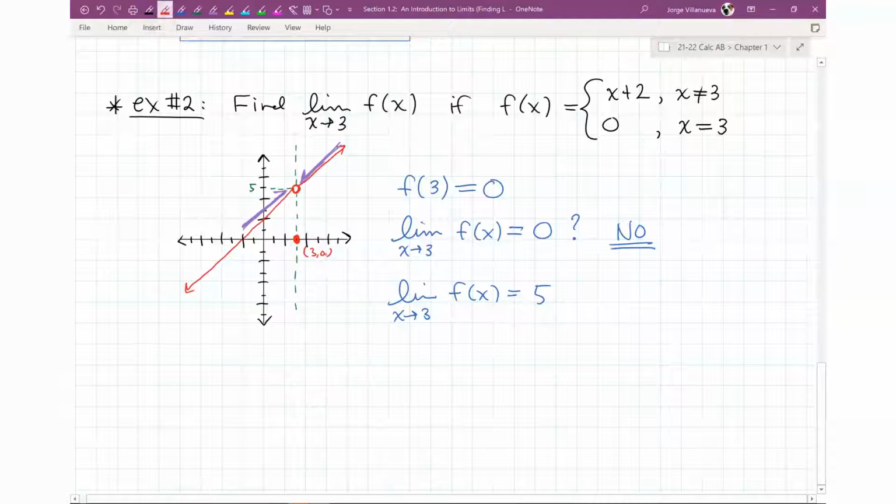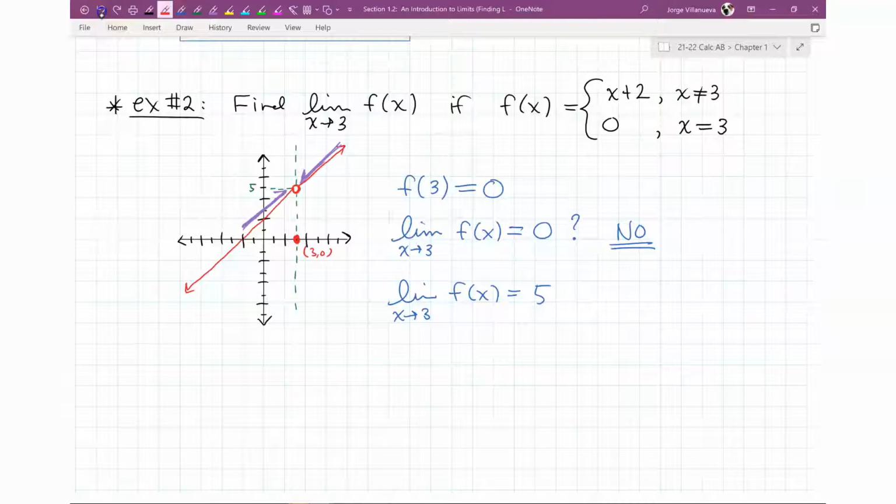So one of the questions I asked is, what is f of 3? Well, by looking at the graph, you could see f of 3 was equal to 0. And then I asked, does the limit as x approaches 3 of f of x equal 0? Because that's where the value is, right? It's right here. We can say there's a value for it right there. So does it equal 0? No, it does not, okay? So what does it equal?